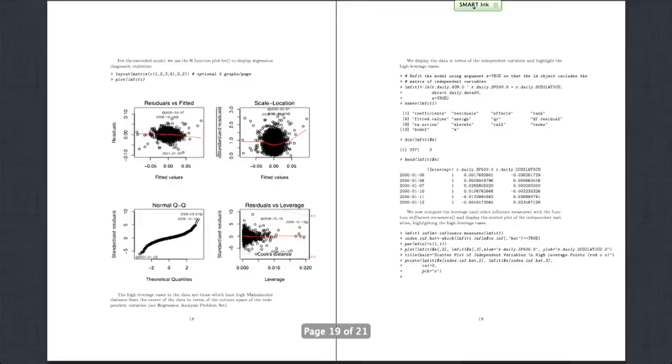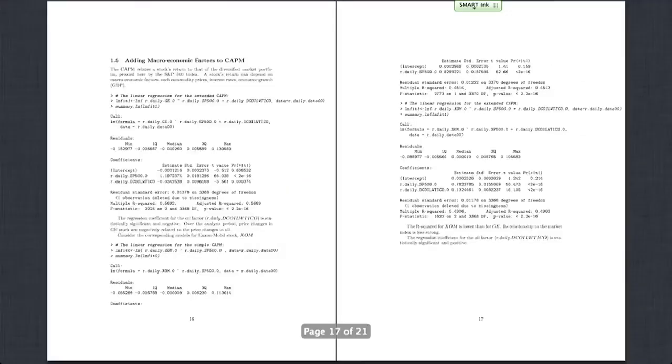Let me highlight something for you here. With GE stock, what would you expect the impact of, say, a high return on crude oil to be on the return of GE stock? Would you expect it to be positively related or negatively related?